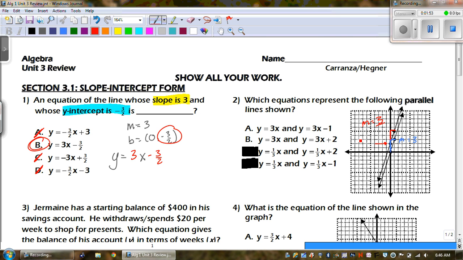Now let's start looking at our y-intercepts. My y-intercept right there is b equals 2, and right there is b equals 0. So the equation of my two lines is y equals 3x plus 2 for the red line, and the other one would be y equals 3x plus 0. But we really don't write that plus 0 part, so it's just y equals 3x, which gives us our answer of B.